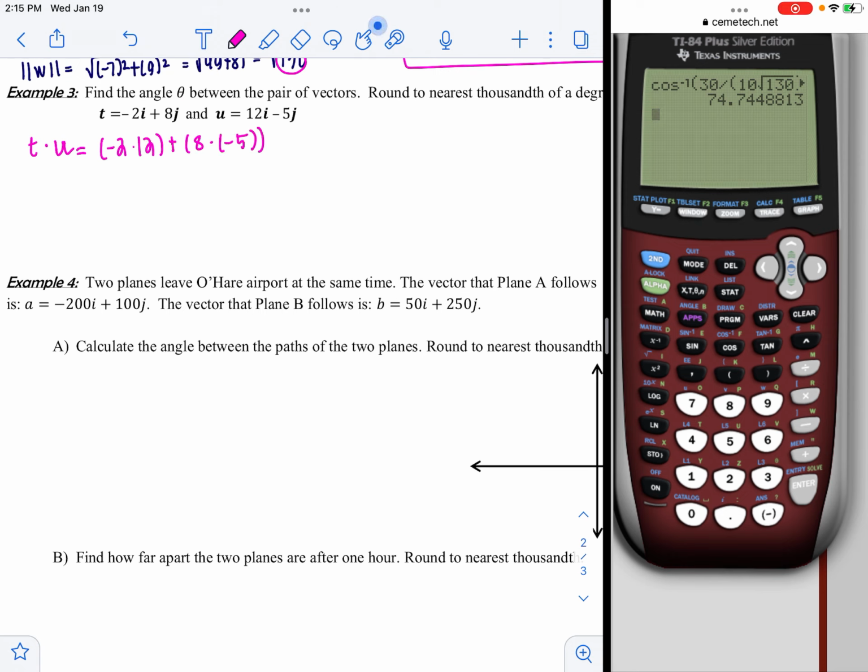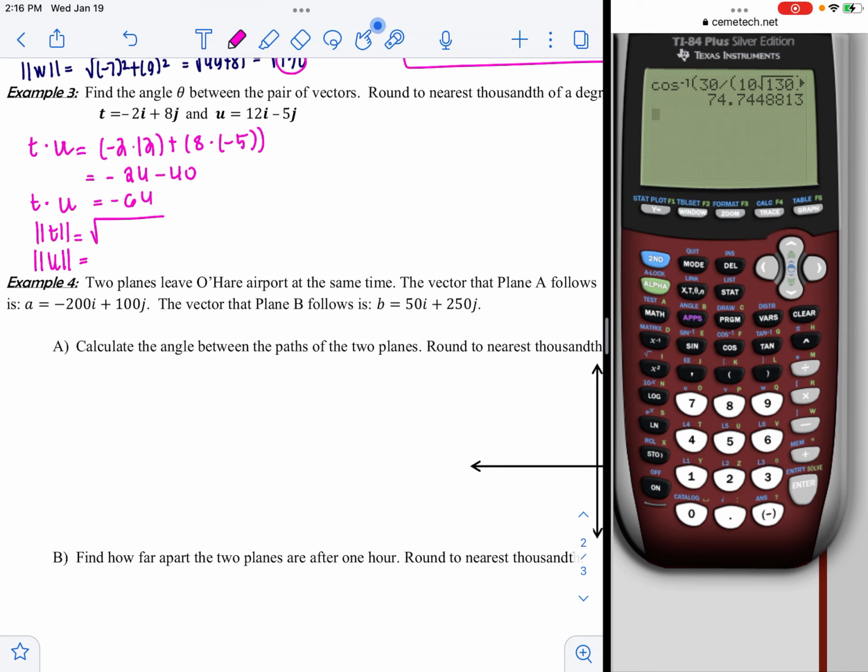All right, we have negative 2 times 12 plus 8 times negative 5. Once again, you can use a calculator for all this. You have a calculator right in front of you, but I'm practicing my mental math. Well, I messed up already. Negative 24 minus 40. So it's negative 64. The dot product is negative 64.